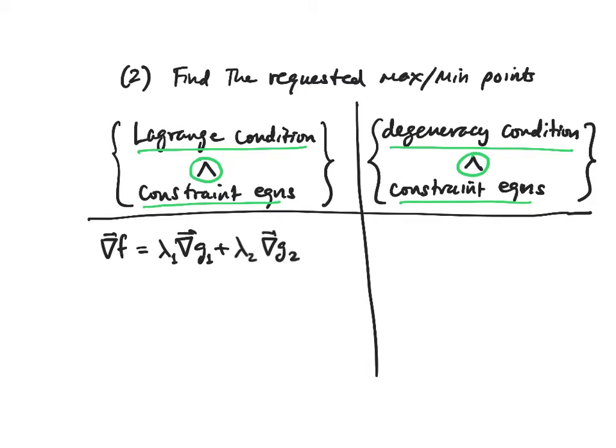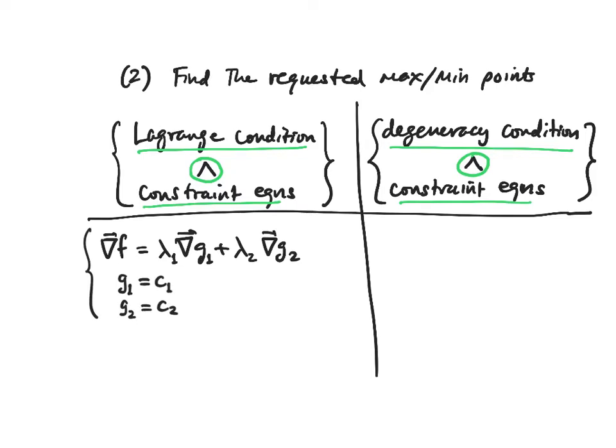Okay, so we're going to try to find all the solutions of this equation, but we also need the constraint equations. G1 is set equal to C1, G2 is set equal to C2. So basically that system of equations is what we're looking to solve.